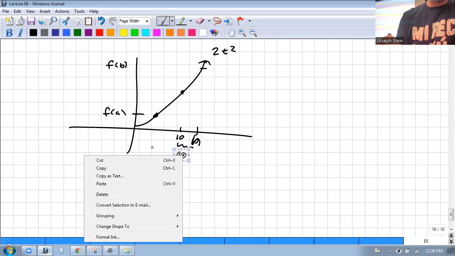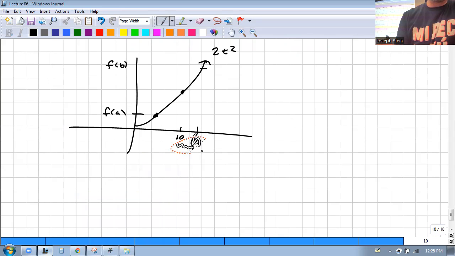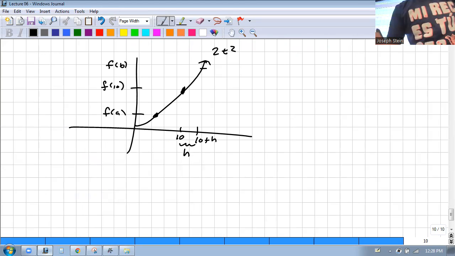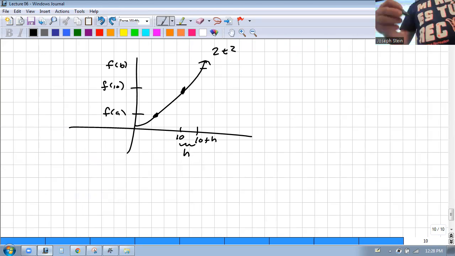So this distance, 10 and 10 plus H. That little length there is H. I'm interested right here at f of 10, but I want to know the slope basically. I want to know the instantaneous rate of change at 10, right? The instantaneous rate of change at 10 would be the slope of that line right there at this point.